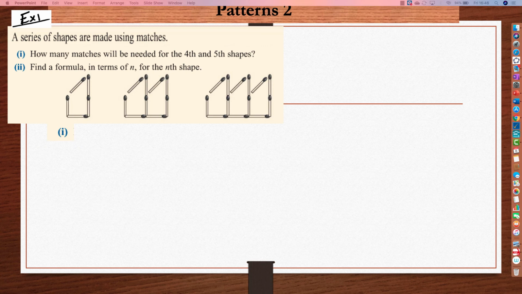First thing I do here is count how many matches here and I go T1 is equal to how many matches is that. And then I count how many matches are here and go T2 is equal to that many matches. Don't forget the second part, get me Tn.